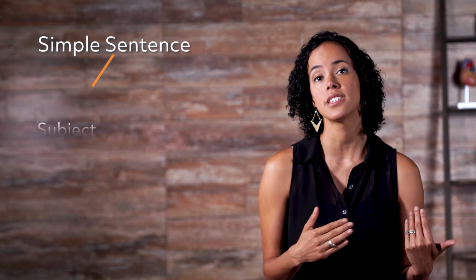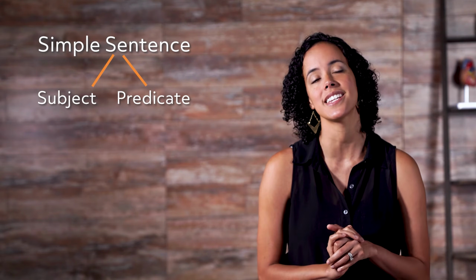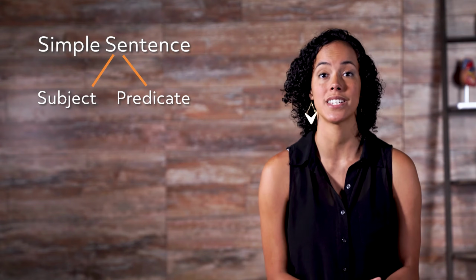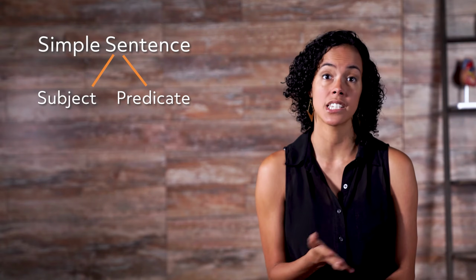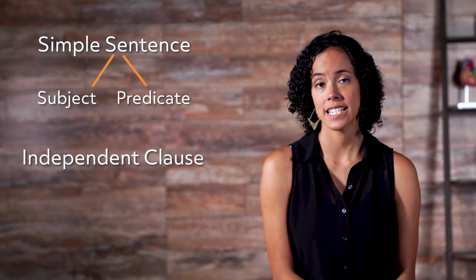The first type of sentence we're going to look at is a simple sentence, which consists of both a subject and predicate and can stand independently as its own sentence. A simple sentence is essentially the same thing as an independent clause. Let's look at an example.